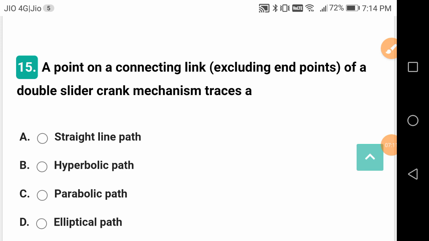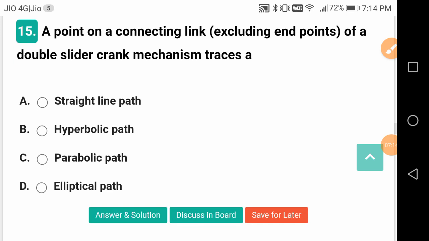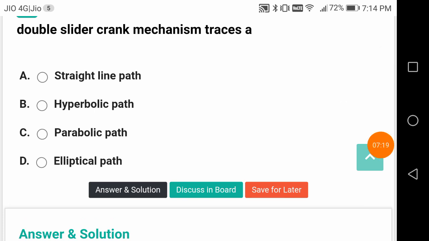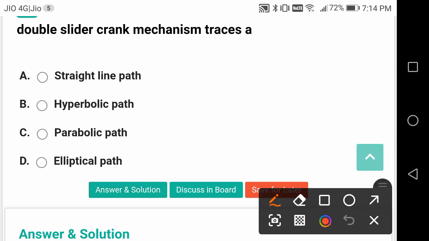A point on a connecting link, excluding the endpoints, of a double-sided slider crank mechanism traces a? This is a good question, friends. It is elliptical path. Elliptical path.